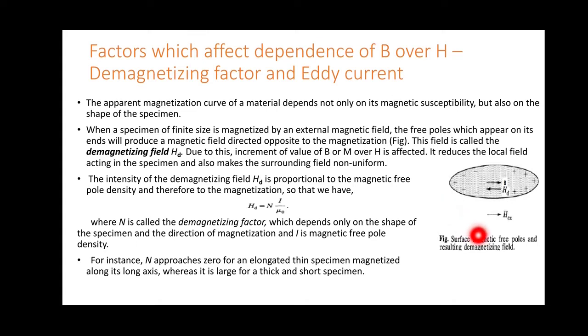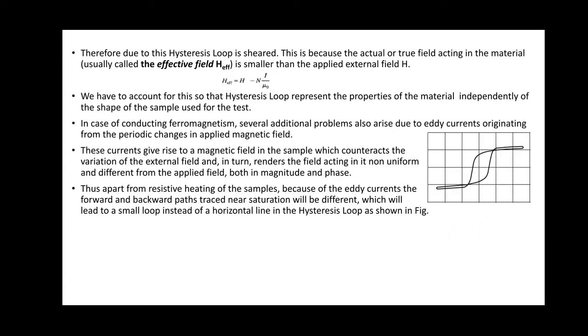Surface magnetic free poles and the resulting demagnetizing field. Therefore, due to this, the hysteresis loop is sheared, because the actual or true field acting in the material is smaller than the external field H.